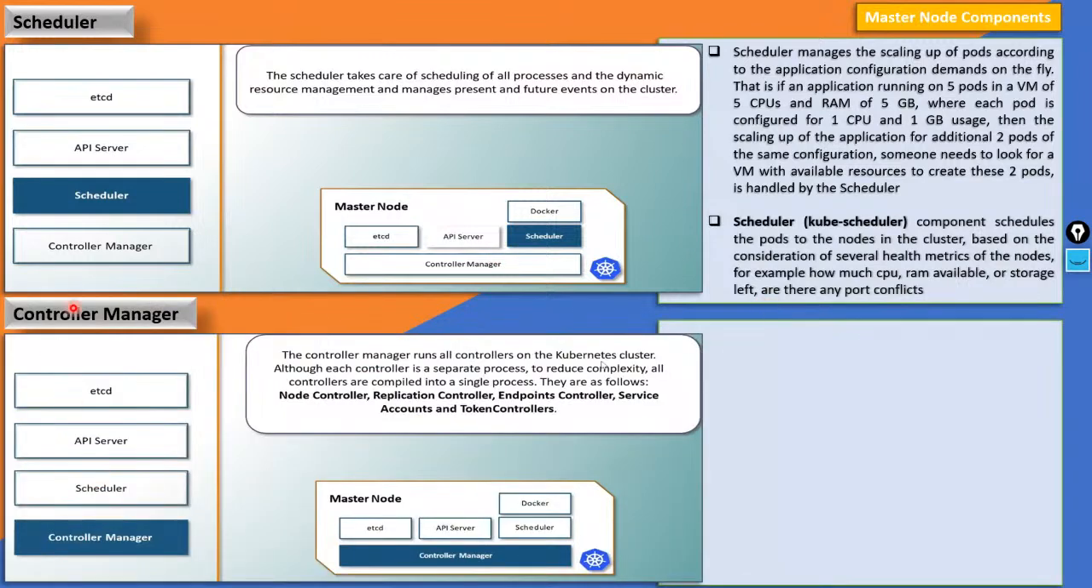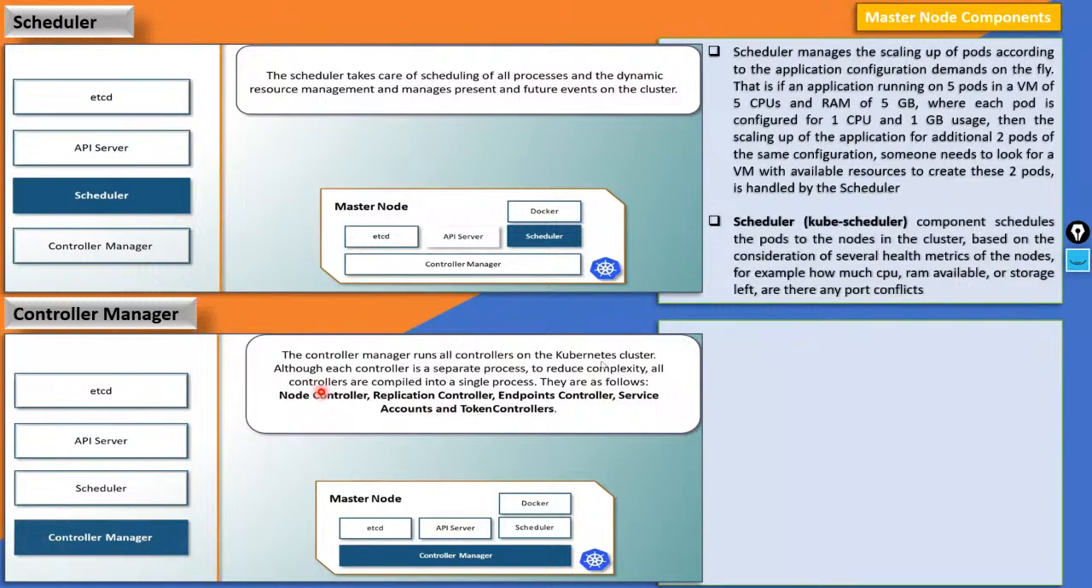Next is the controller manager. The controller manager runs all the controllers on the Kubernetes cluster. What are the controllers? Node controller. Somebody has to control the node through the controller manager. So the controllers are the node controller, replication controller, endpoint controller, service accounts, and token controllers. So see, you might think it is only one controller manager. No, the controller manager has sub functions.